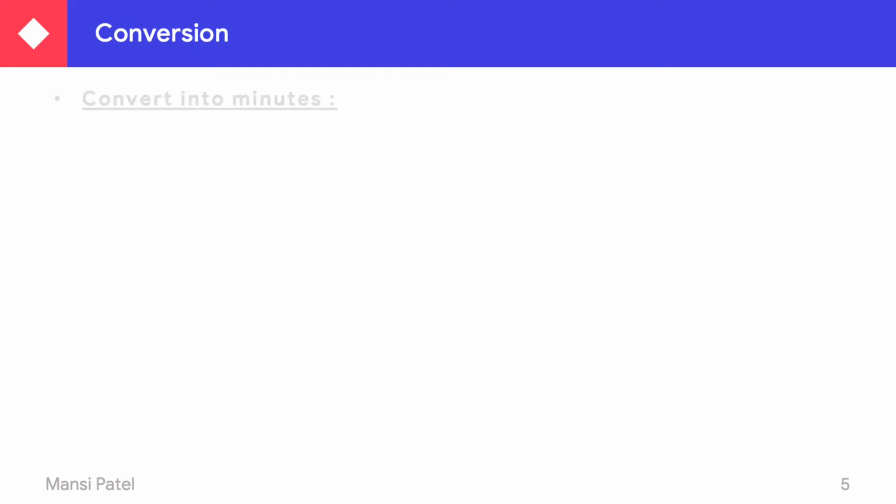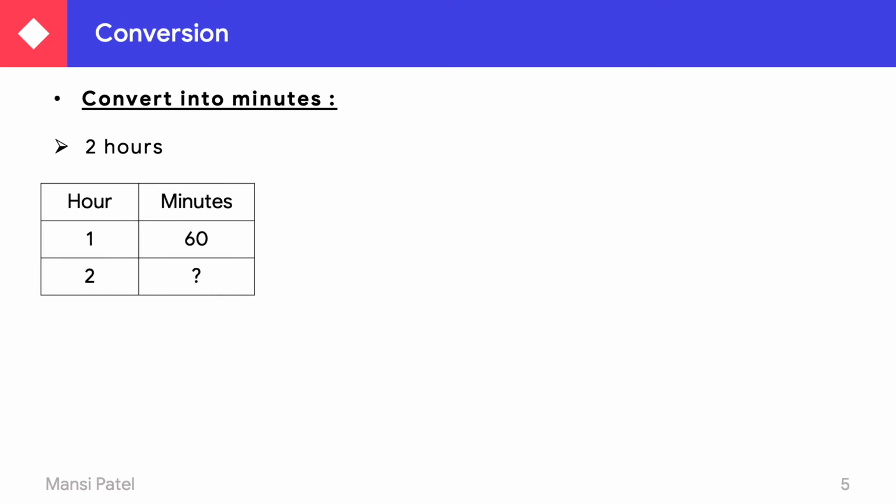Let us see one another conversion. Here we have to convert into minutes, and the given thing is 2 hours. When we have to convert hours into minutes, which formula do we use? We use the formula 1 hour is equal to 60 minutes. So here hour is given, so we write hour on the left hand side, and the minute we have to find out, therefore we write minute on the right hand side. So we can say that 1 hour is equal to 60 minutes. So 2 hours is equal to question mark.